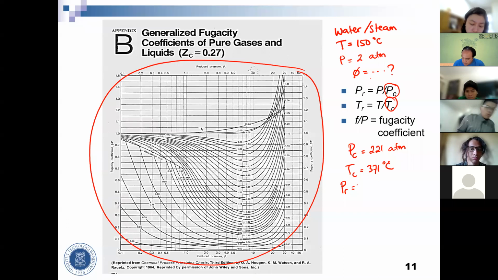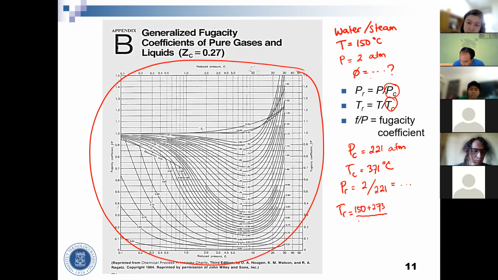How about the PR? PR is P over PC. So it will be 2 over 221. Can you please calculate it? And then TR is T over TC. Remember, it needs to be converted to Kelvin at first. Could you please help me to calculate it? How's PR and how's TR?